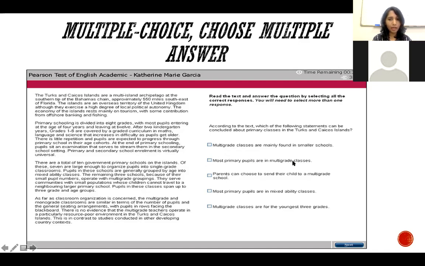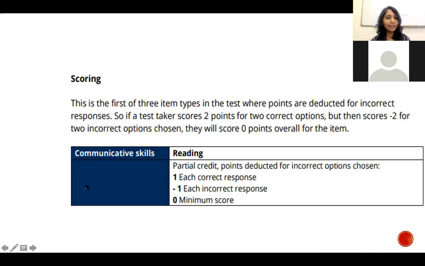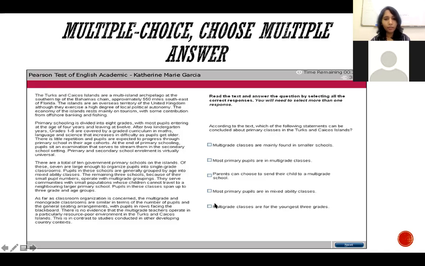Most primary pupils are in multi-grade classes. That is correct. Of these, 7 are large enough. So government primary schools on the islands. Of these, 7 are large enough to organize pupils into single grade classrooms. Pupils in these schools are generally grouped by age into mixed ability classes. Fourth option is the answer. Sorry, give me a minute. Fourth option is the answer, as well as the third option.